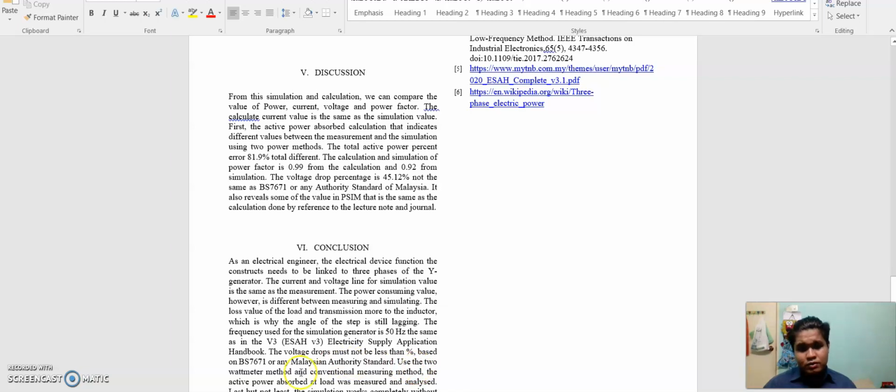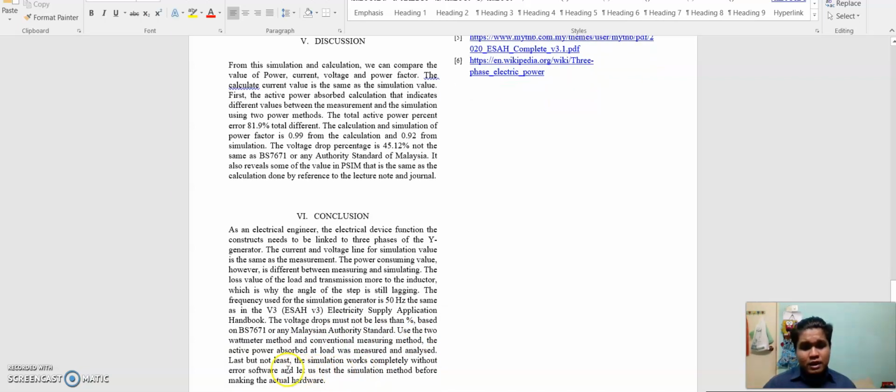Use the 2 wattmeter and conventional measuring method. The active power absorbed at the load was measured and analyzed. Last but not least, the machine worked completely without error.